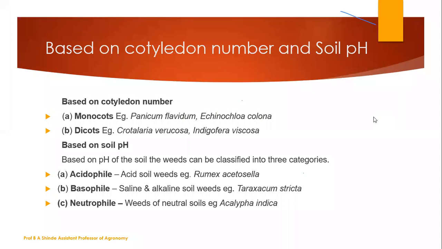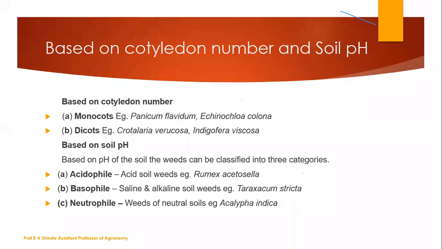Okay. Then another classification is on the basis of the number of cotyledons and the soil pH. The cotyledon number is how many cotyledons there are. For example, if there is a single cotyledon, such weeds are called monocot weeds. If there is a single cotyledon in the seeds, for example, Panicum flavidum and Echinochloa colona. Then the dicot weeds are there, like Crotalaria verrucosa and Indigofera viscosa. These are examples of the dicot weeds.